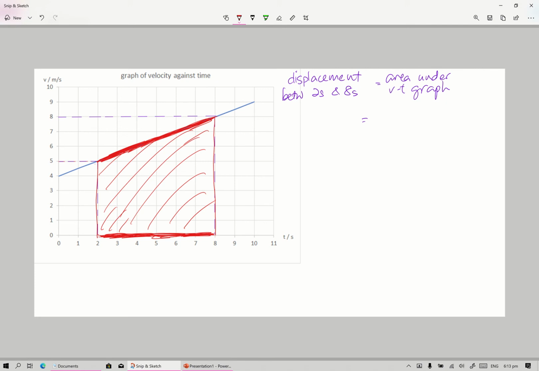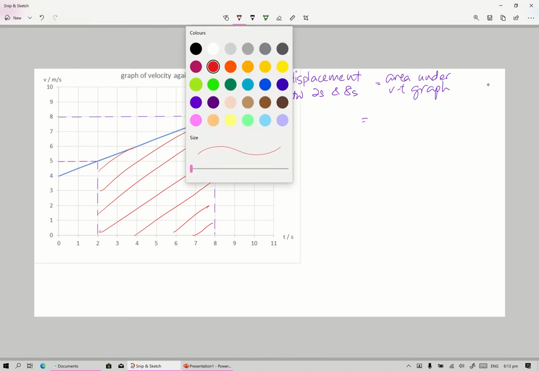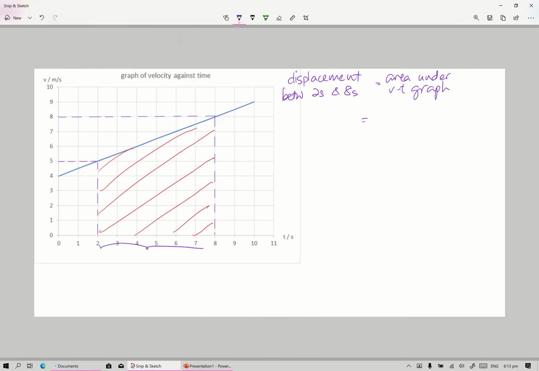So what's the area under this VT graph? Right, I'll just undo to make it less messy. Okay, so we're just keen on this area. First, mark out the dimensions of this trapezium. From 2 to 8 seconds.